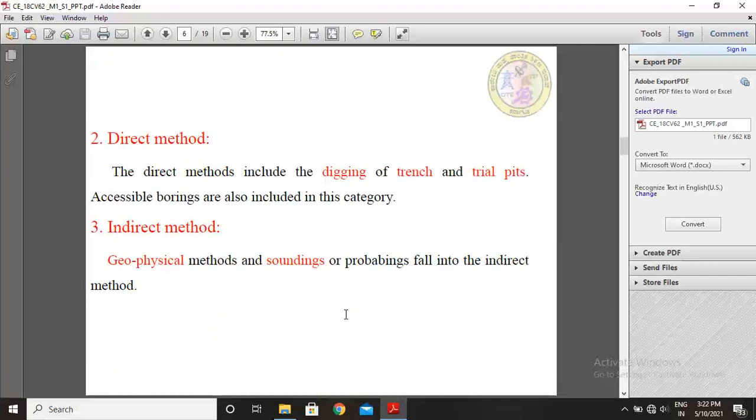What do you mean by direct methods? The direct methods include the digging of trenches and trial pits. Accessible borings are also included in this category. It is called direct methods. Indirect methods: what do you mean by indirect methods? In these methods, geophysical methods and soundings or probing fall into indirect methods. Means these two methods come under indirect methods: one is geophysical methods, the second one is sounding methods.